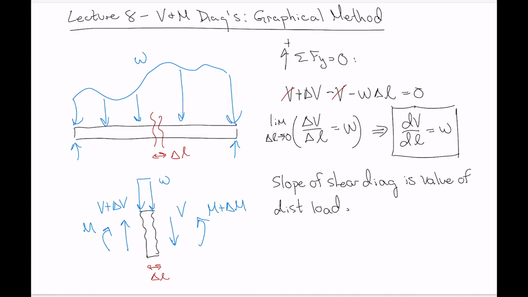And then we can do a bit of a rearrangement of that equation to get another useful relationship. So if we've got dV equals W dL, and then we integrate both sides of that, we get the change in shear from point 1 to point 2 is the integral between 1 and 2 of W dL.